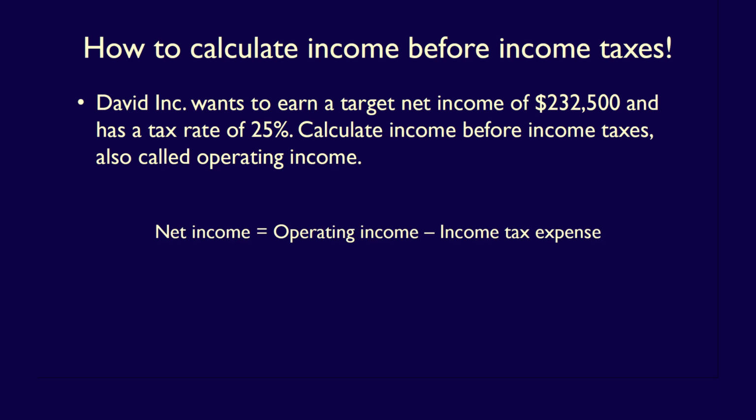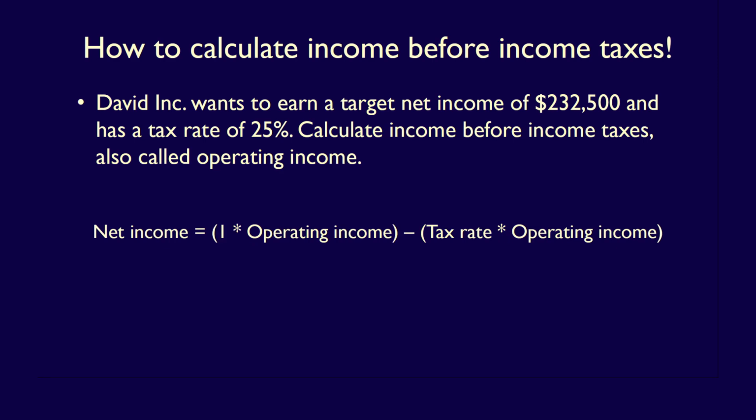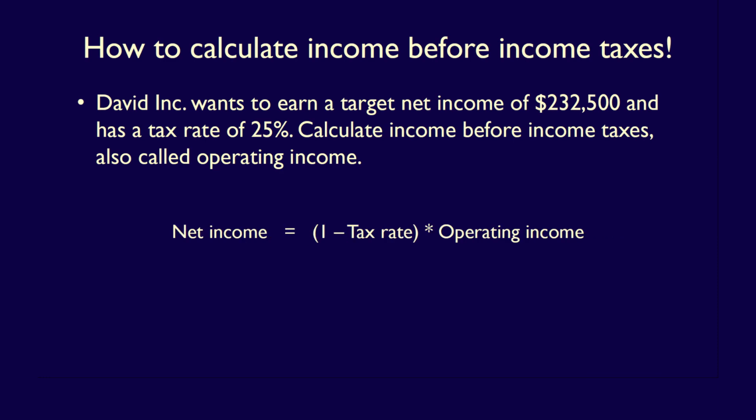We know that net income is equal to operating income minus the income tax expense. We know that income tax expense is equal to the tax rate multiplied by the operating income, so we can substitute this into our formula. Net income is equal to operating income minus the tax rate times operating income. We know that operating income is 1 times operating income, so now we have the formula. Net income is equal to 1 times operating income minus the tax rate multiplied by operating income. We can simplify this formula to net income is equal to (1 minus the tax rate) multiplied by operating income.